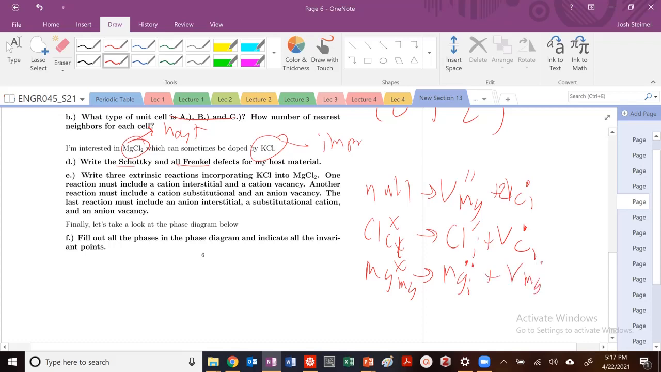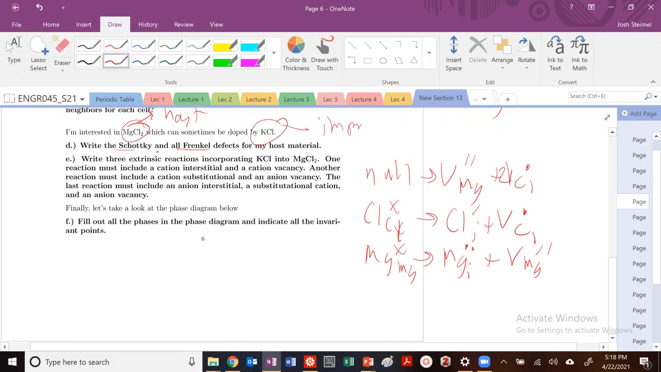Mg double minus. Good to go. We got it. So those are the Schottky, those are Frenkel. Write three extrinsic reactions incorporating KCl into MgCl2. So KCl goes into my MgCl2. So let's write one reaction here.